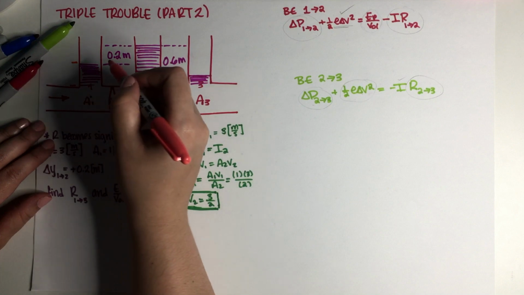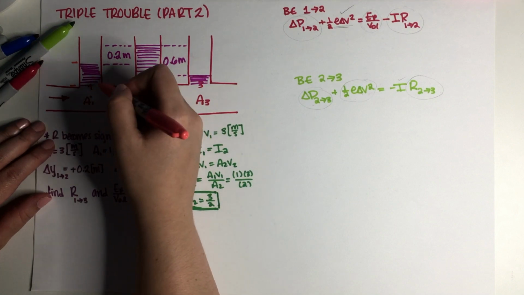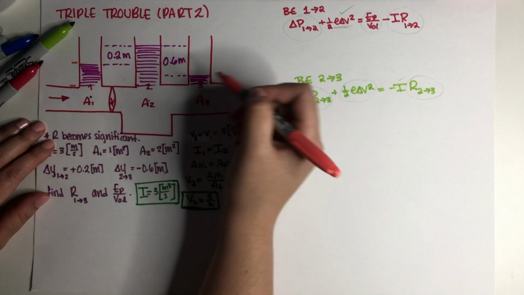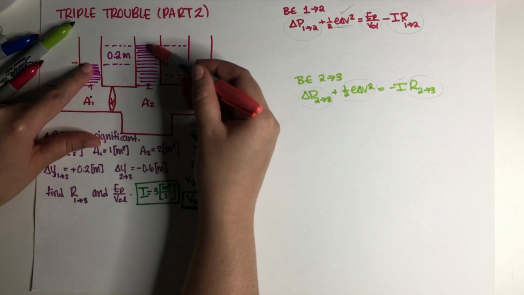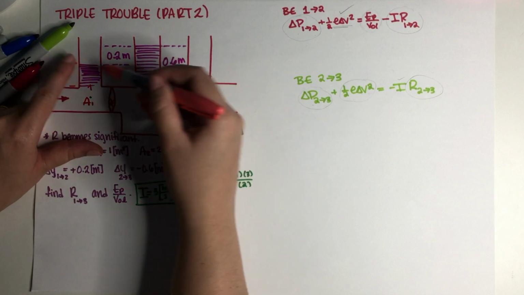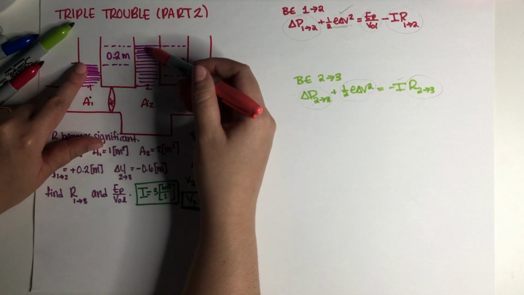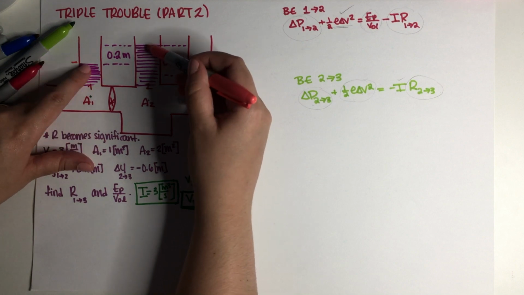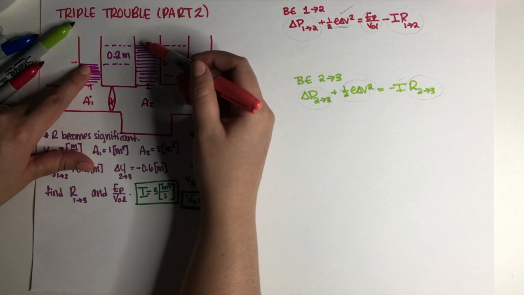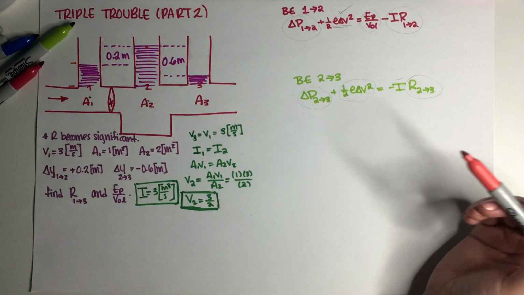Meaning, I can't just use my Bernoulli equation and call it delta P, because I can't use my Bernoulli equation from here to here. I'm basically crossing several fluid systems, and that would be theoretically incorrect. You can't cross water columns, that is just not okay.